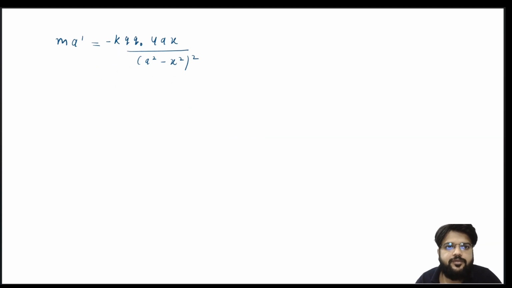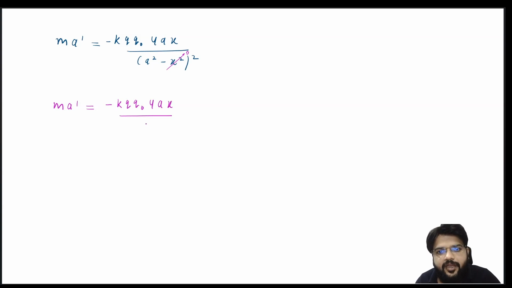X square is 0. So we have m a dash equal to minus k q naught 4ax divided by a power 4. So m a dash equal to minus k q naught 4. This is a power 4, this is a, so this is a power 3. So 4x divided by a power 3, correct?